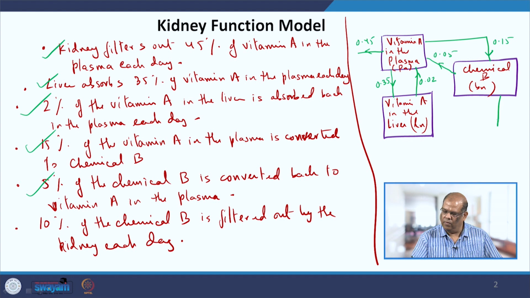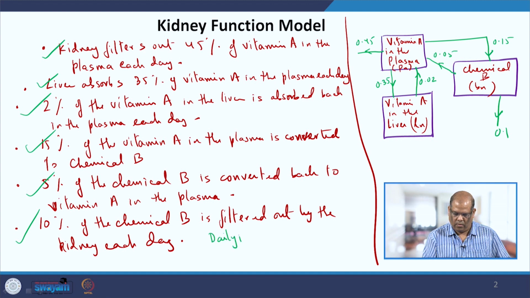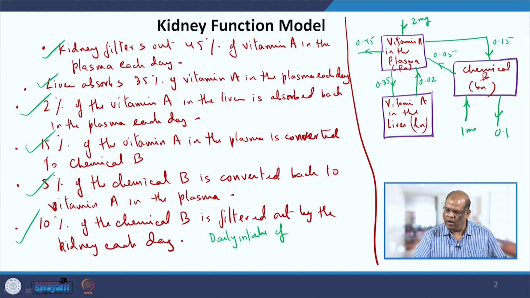So you have 0.1 which is filtered out. Suppose, in addition, I have two more pieces of information: the daily intake of vitamin A in the plasma is 2 mg and the daily intake of chemical B is 1 mg. So now we have this complete model, and the variables are Pn, Ln and Bn. Let's now form the equations.